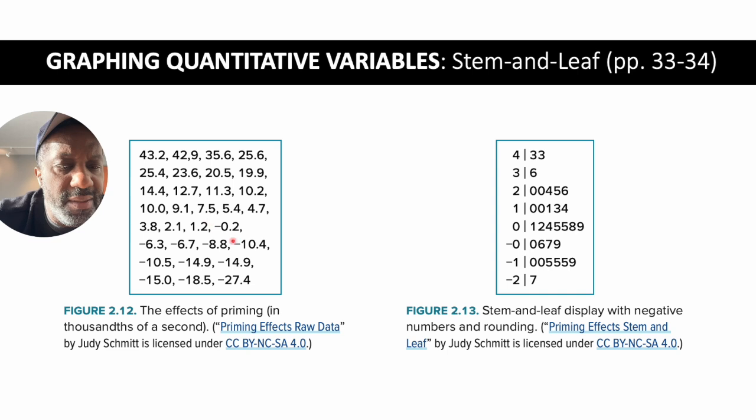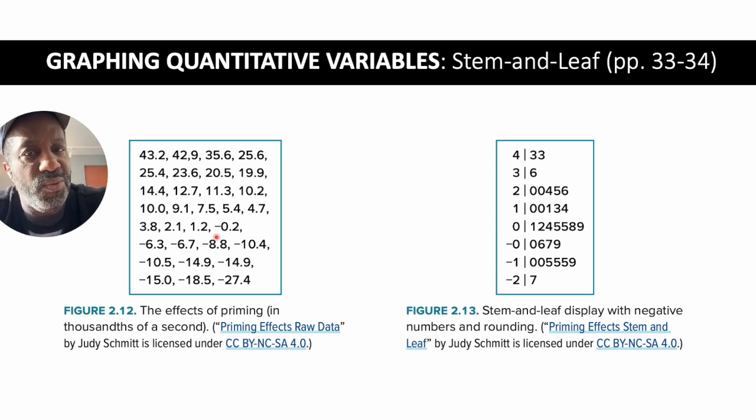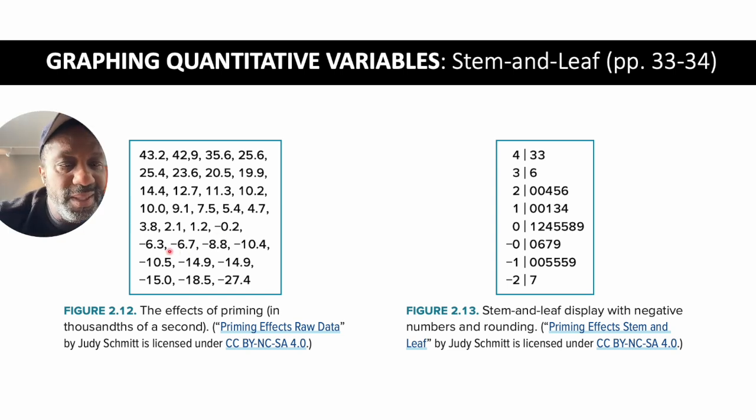Take a look at this number here, negative 0.2. Where would you round that out? Well, it's a negative number, so it needs to be on the negative side. And 0.2 means we can't round it up to 1. We actually round it down to negative 0.